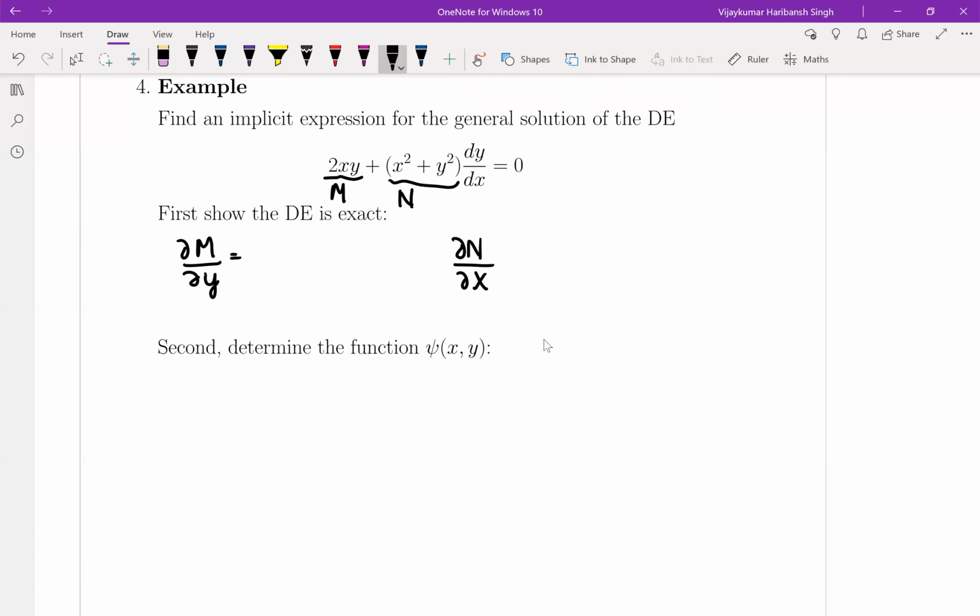If you look at M, which is 2xy, and take the partial derivative of that with respect to y, 2x is a constant, comes out, and the partial derivative of y with respect to y is 1. So we get 2x. Similarly, the partial derivative of N with respect to x is going to be, the first one will be 2x and the second one, y square, will be 0. So therefore we get that they are equal, and this equation is exact.